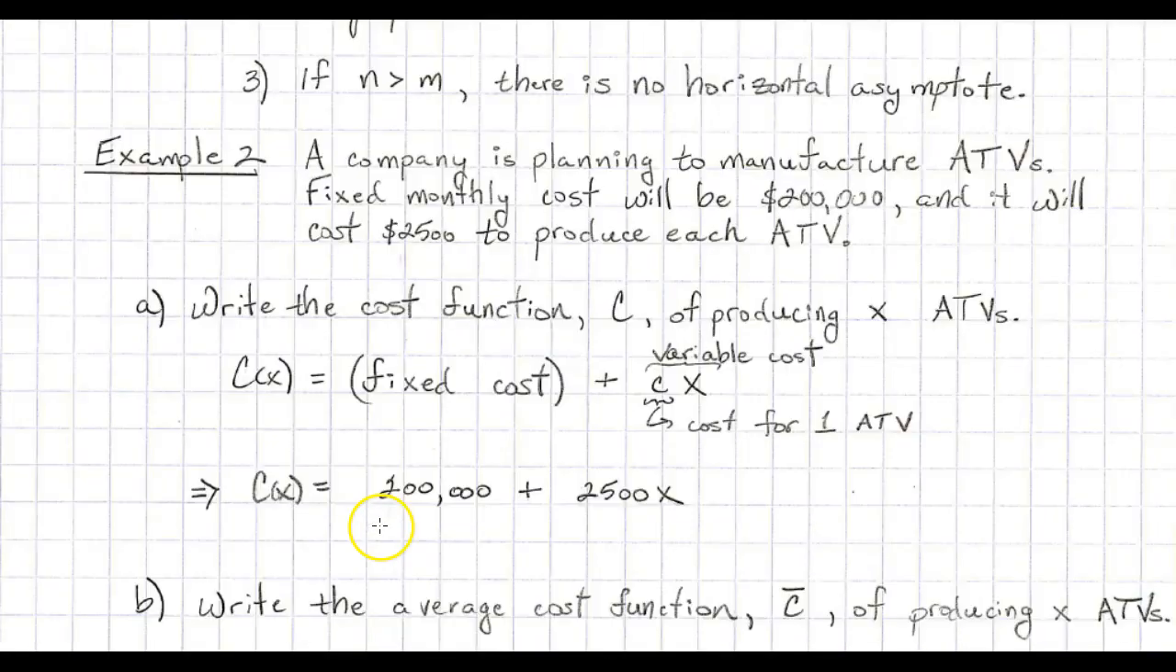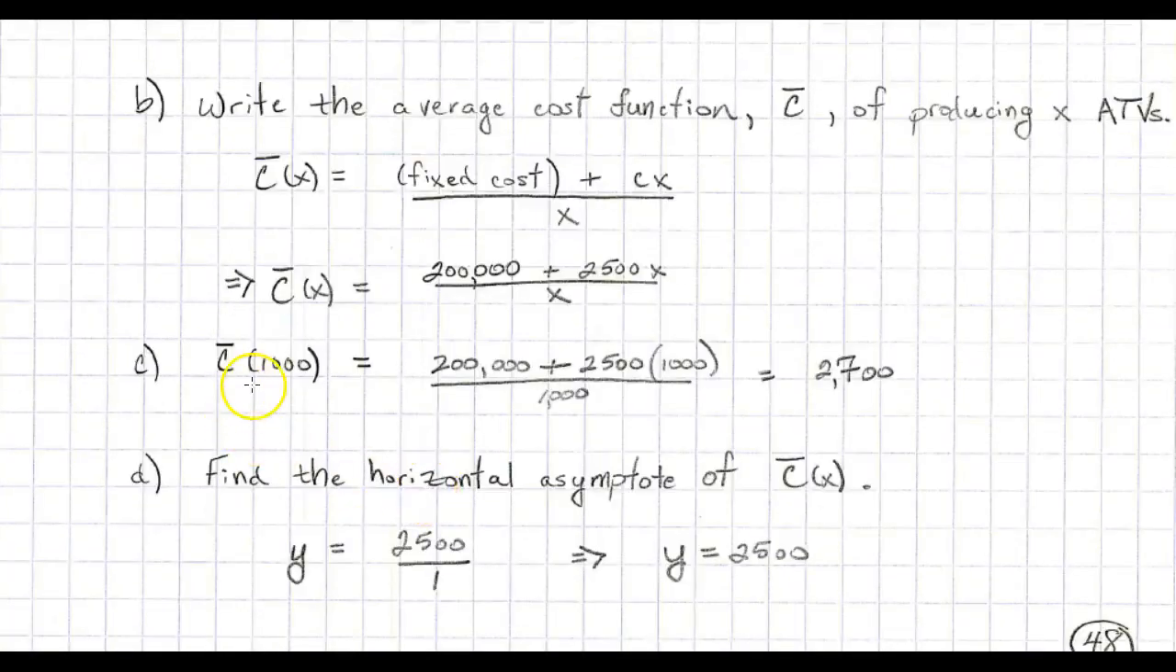So in part C, we are asked to find the average cost of producing 1,000 ATVs. That would be 200,000 plus 2,500 times 1,000, all divided by 1,000, or about $2,700 to produce the 1,000 ATVs.